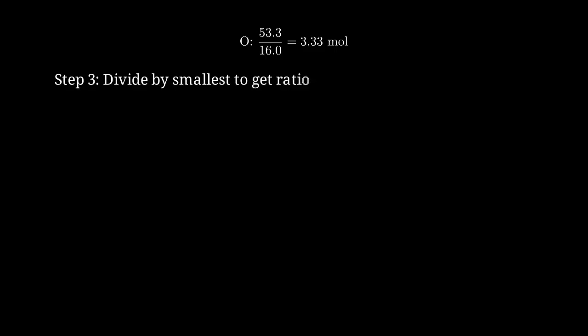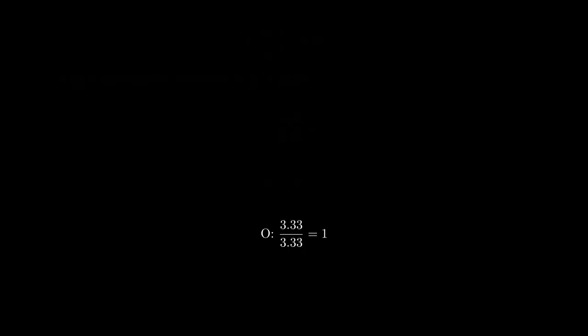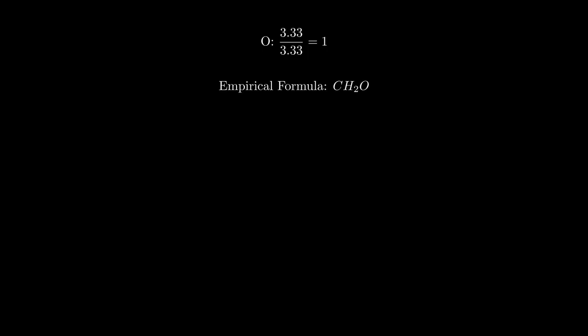Divide all mole values by the smallest to get the simplest ratio. Carbon. 3.33 divided by 3.33 equals 1. Hydrogen. 6.7 divided by 3.33 equals 2. Oxygen. 3.33 divided by 3.33 equals 1. Therefore, the empirical formula is CH₂O.